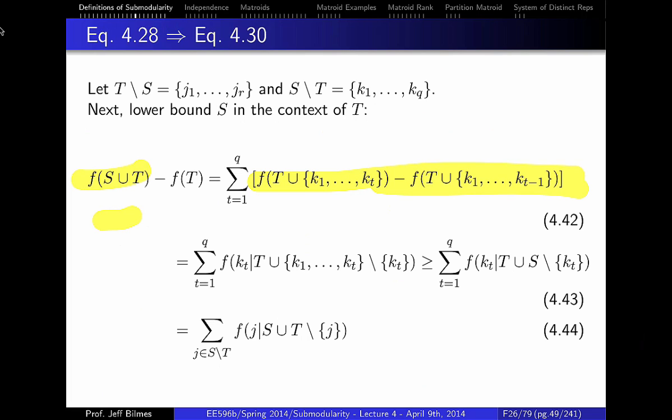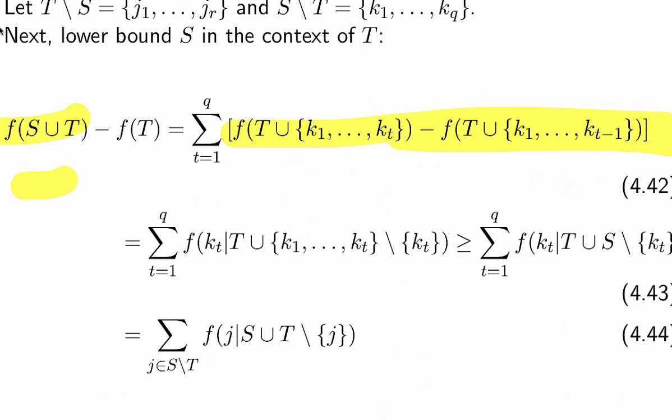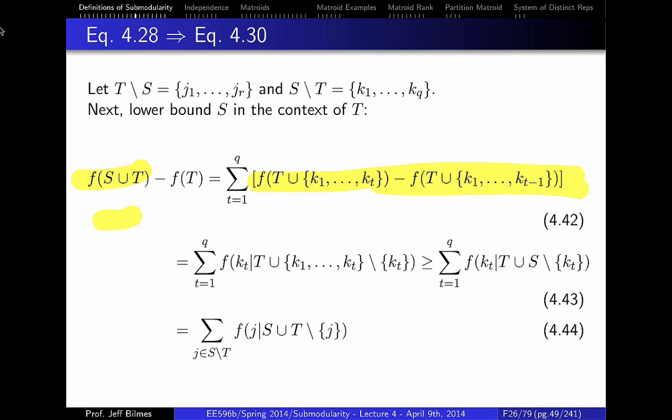So now notice what's happening here. This is a little bit interesting, because we're saying the context is the gain of KT in the context of T union K1 through KT minus 1. But we're writing K1 through KT minus 1 as K1 through T, subtracting off KT. It's perfectly fair, mathematically right. But why do we do that?